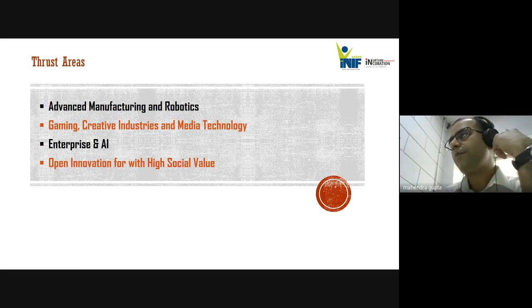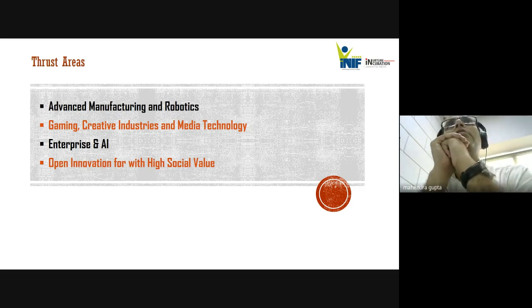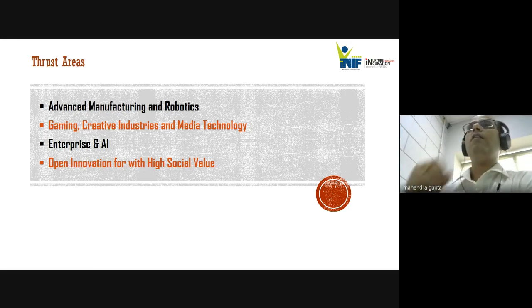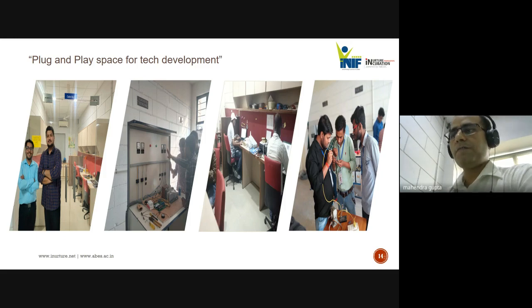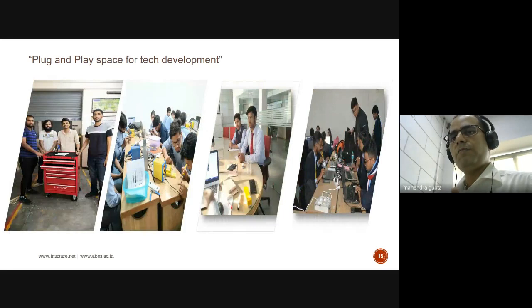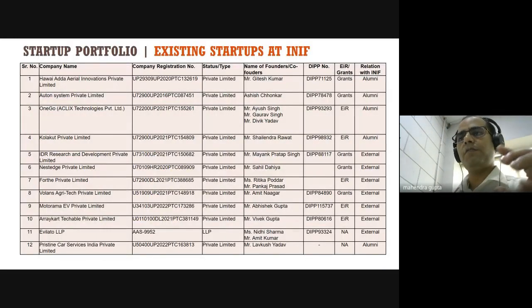And we also run a program, a third sector, where open innovation for high social value. So any technological innovation which has high social value or which is in high demand in society, creating impact in society, is our thrust area in this incubator. So we have dedicated office spaces, laboratories, setups to be used and fabricate your product, separate meeting rooms, workstations to build the product.